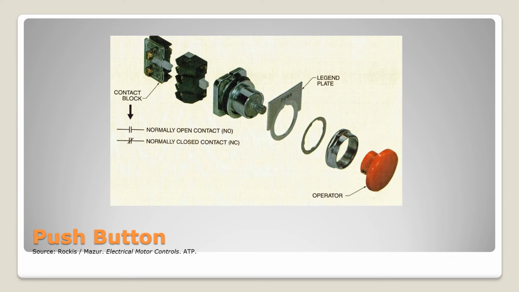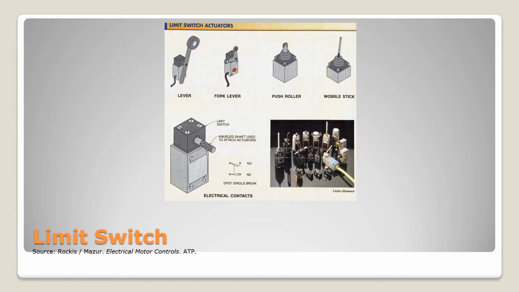So there are all sorts of switches. I said there were hundreds of different types of motors. There are thousands of different kinds of switches. So we're just going to look at a couple of them here. Here we have some lever switches, a fork switch, a roller switch, a wobble stick.